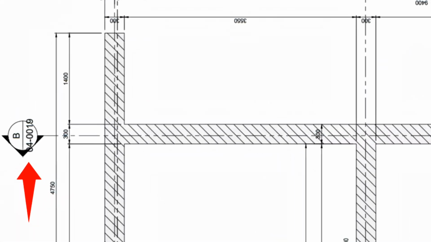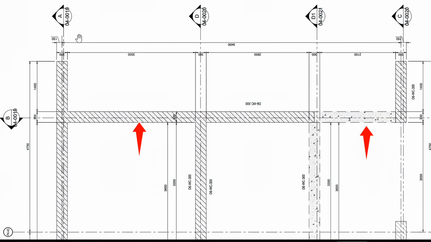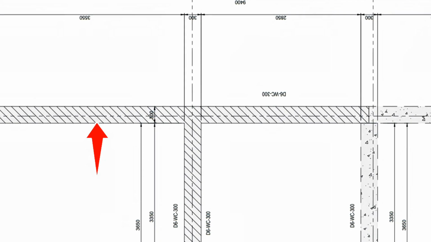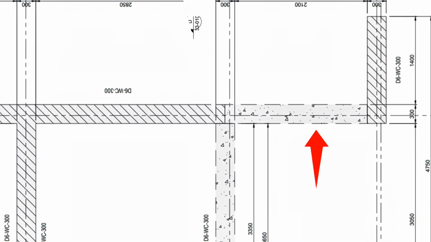Now we move to sections BB. As you can see, wherever lines are drawn, the wall will continue, and we need to check whether there are any differences in this section or if it remains up to level 1 only.